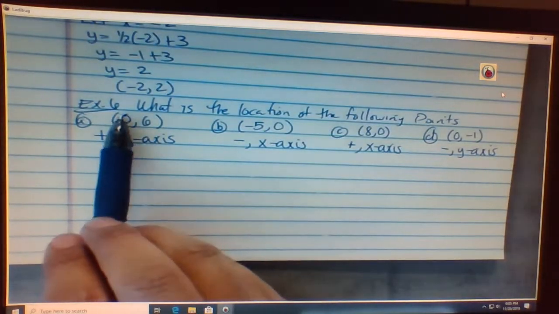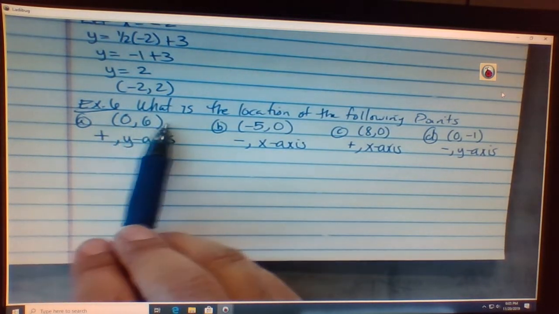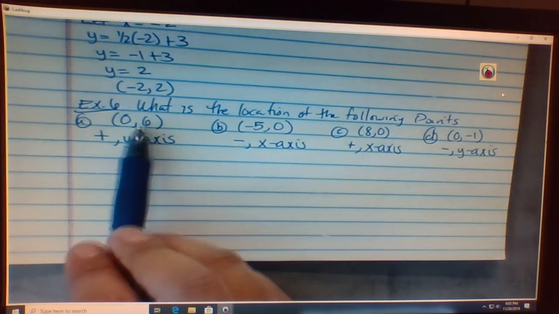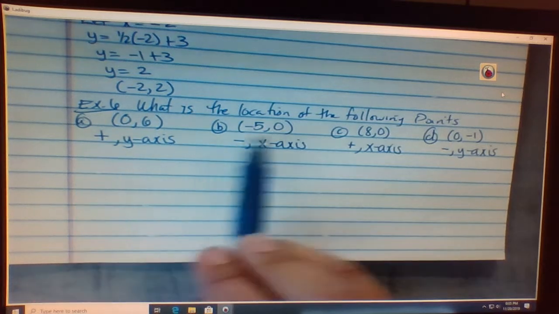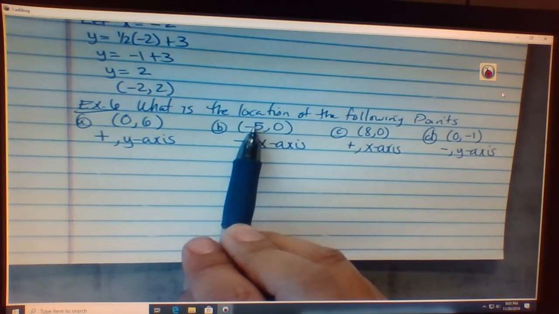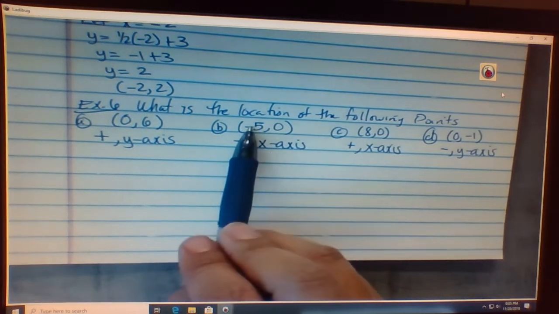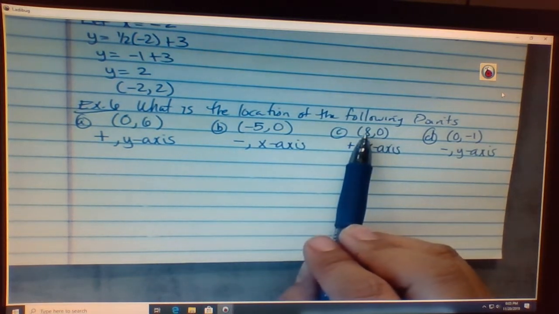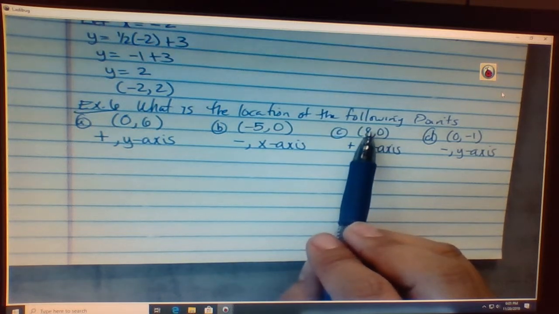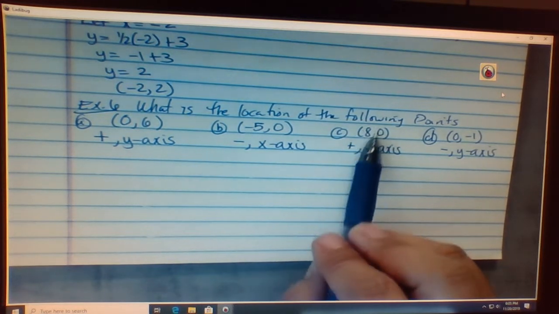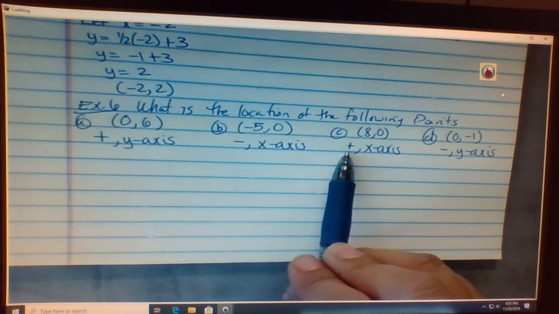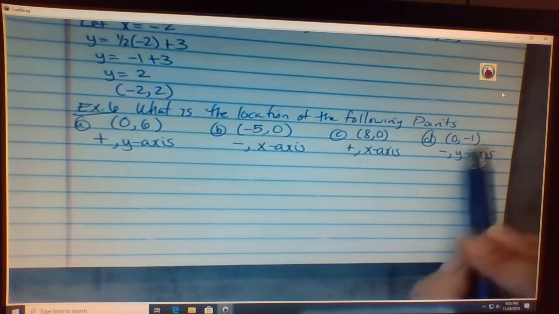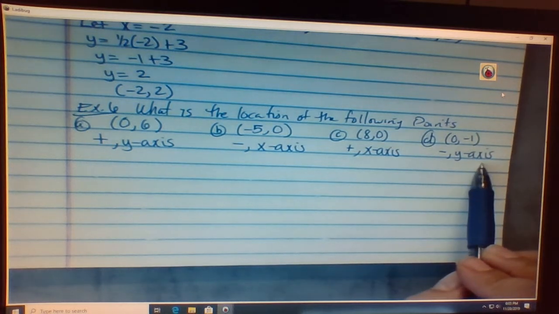Which number do you have a zero for, x or y? The x. So this is why it's on the y-axis. This number is positive. Is this x or y? Y. That's why it's on the positive y-axis. Is this number positive or negative? Negative. Is this number your x or your y? It's my x because it's the first one. Is this one positive or negative? Positive. This is your y, and it's negative. That's why it's a negative y-axis.